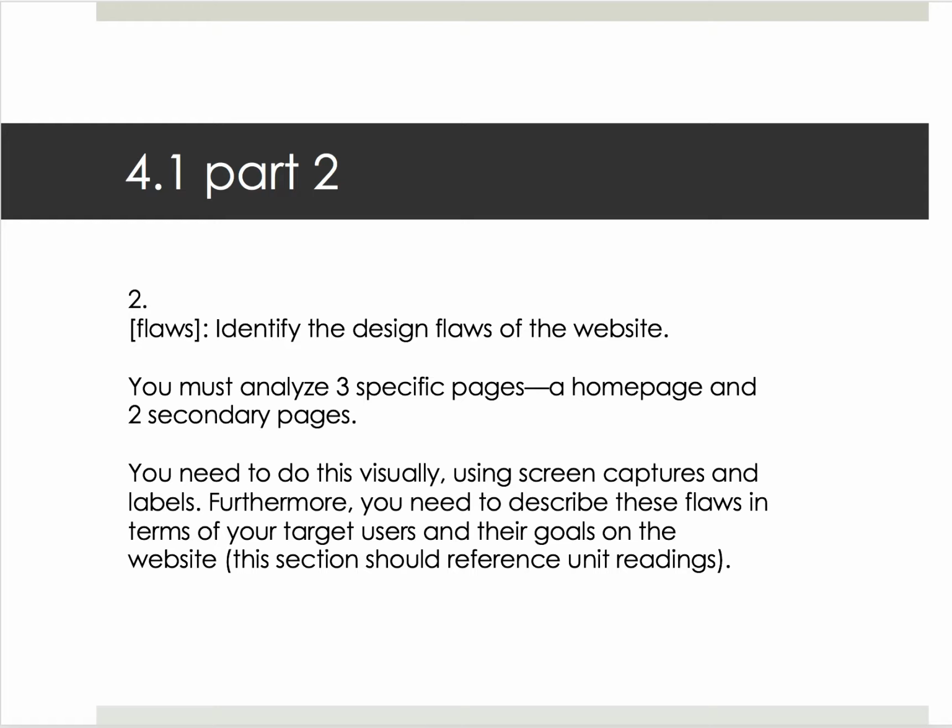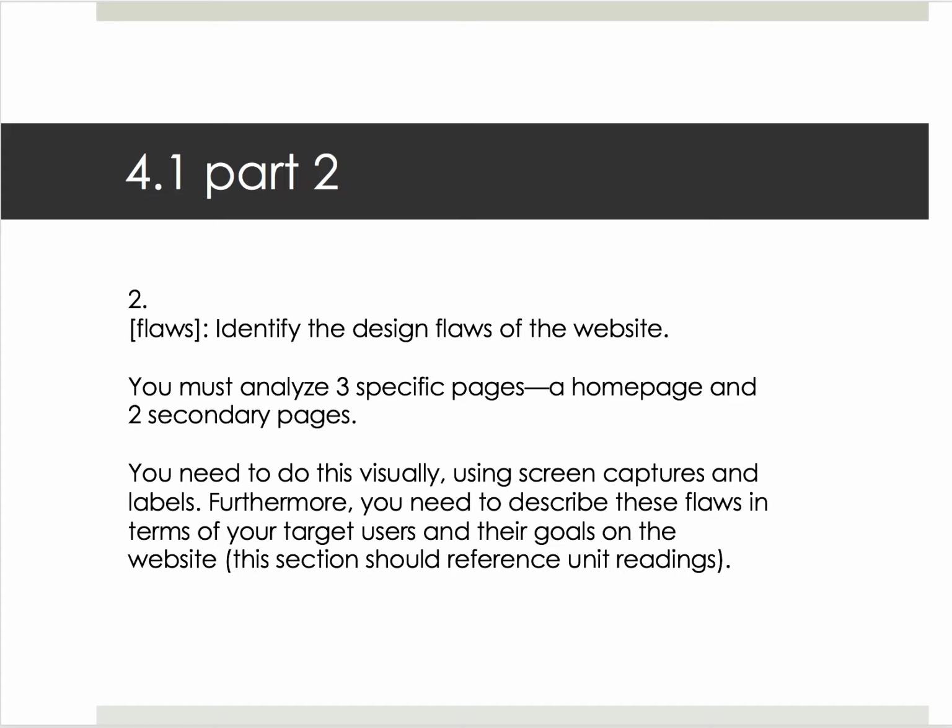All right, so the second part is going to be flaws. So you're going to do a flaws analysis on the website. You must analyze 3 pages, the home page, and then 2 secondary pages. 3 pages total, the home page and 2 secondary. To analyze the flaws, you need to do this visually using screen captures and labels. So this is going to draw on some of the skills that you used in Unit 3 when you used screen captures and labels. Remember to use labels on every image that you have and refer to them.